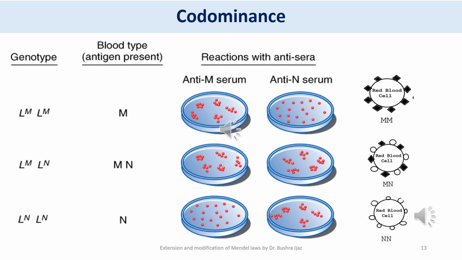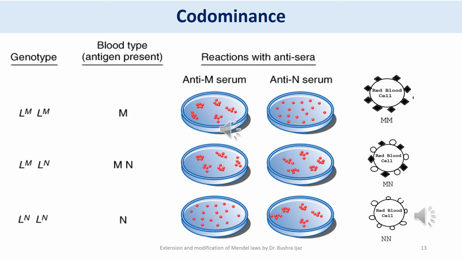In this diagram, you can see three types of blood groups, which are M, MN, and N. On the right side, you see red blood cells carrying either M, MN, or only N glycoproteins, making them different from each other. In the human population, two forms of these glycoproteins exist, designated M or N.